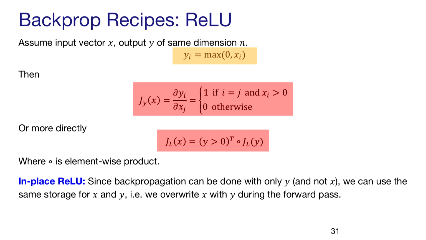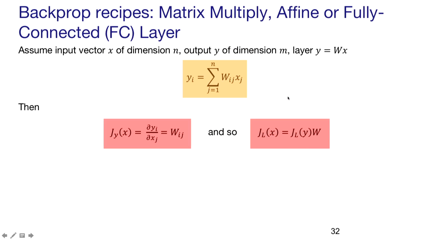You can use the same space for x and y, so write right over the input with the output, because it turns out y is non-zero if and only if x is non-zero, so you can still evaluate this with the output only. That's called in-place ReLU.